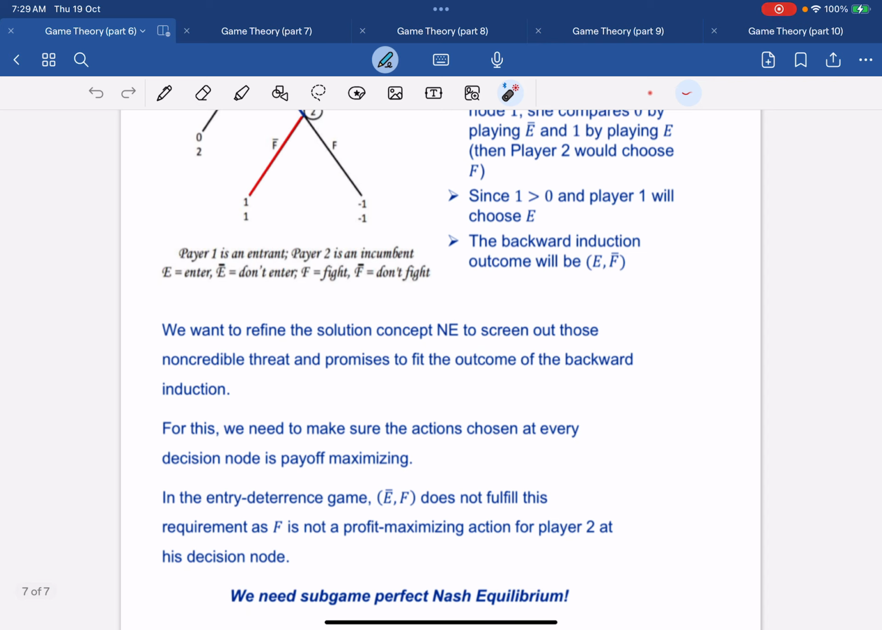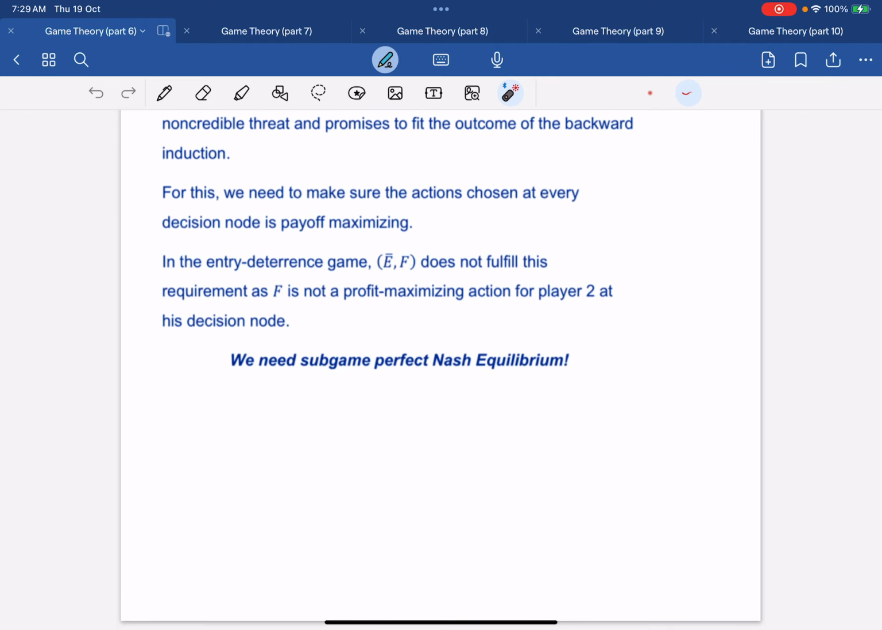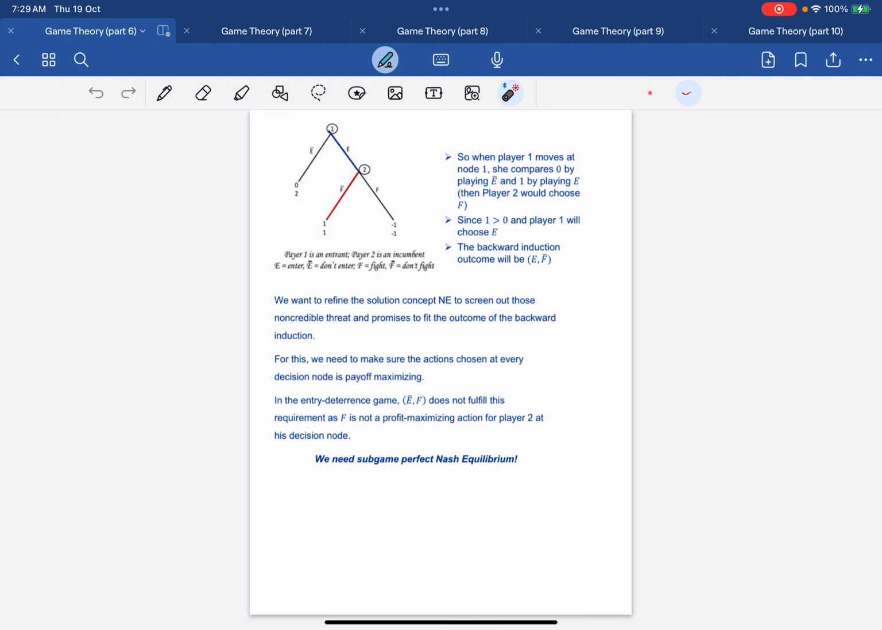And we can refine this to help us understand the backwards induction outcome. To do so, we need to refine the solution concept of the Nash equilibrium to remove these non-credible threats. And so what we need now is the subgame perfect Nash equilibrium, which will be talked about in the next video.